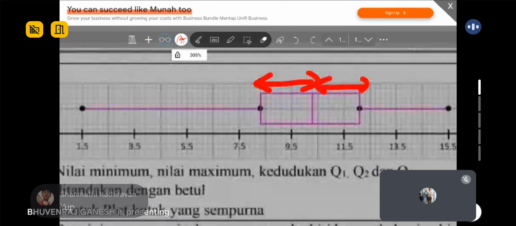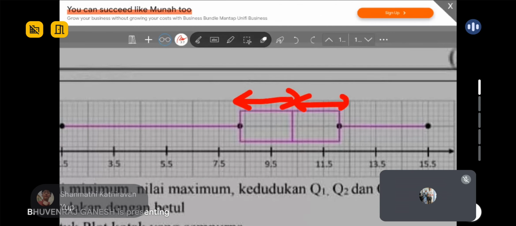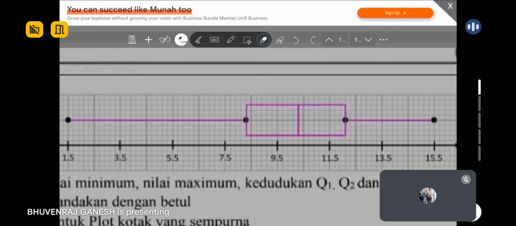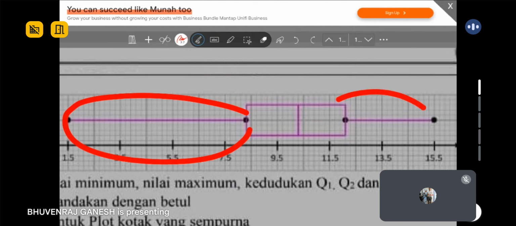You have to refer to the box plot to determine whether it's left skewed or right skewed. Okay, so you see over here, the length here is longer, right? Okay, this one longer than this one. Okay, so first point, it tell you it's left skewed already. Okay, because the left hand side is longer.